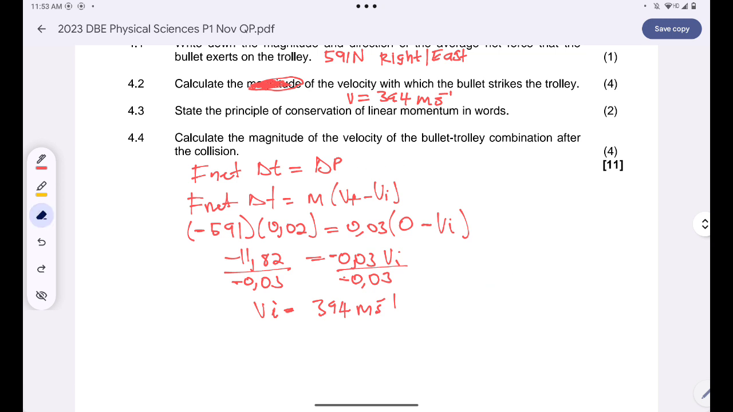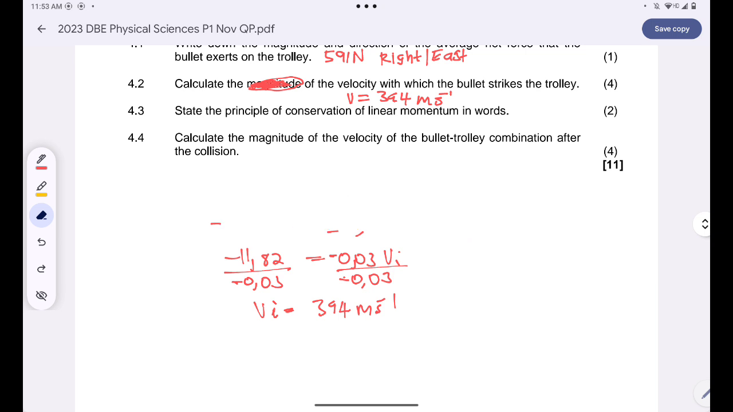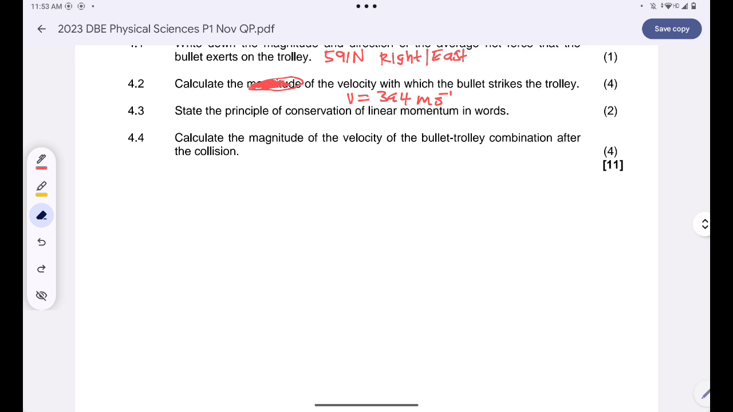Okay, and then 4.3, we are being asked to state the principle of conservation of linear momentum in words. It says that in an isolated system, the total linear momentum is conserved, which simply means in the absence of non-conservative forces, the total linear momentum is conserved.